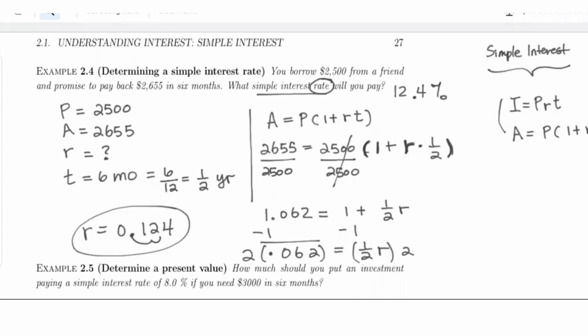Where did you get the number 2? Because this is a 1/2 R. If you multiply by 2, that can be canceled out, right? Remember, we always divide by the coefficient, so 1/2 here.